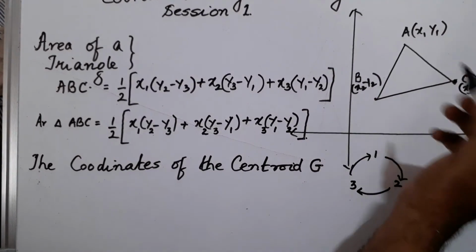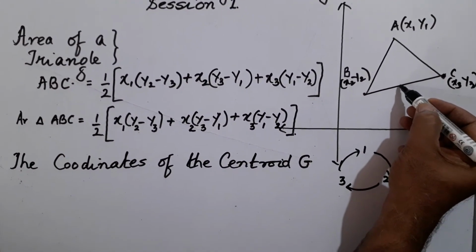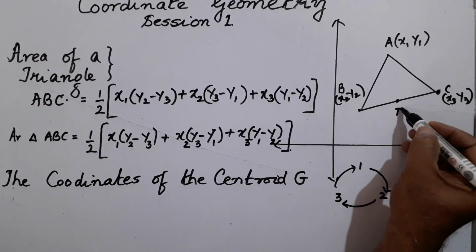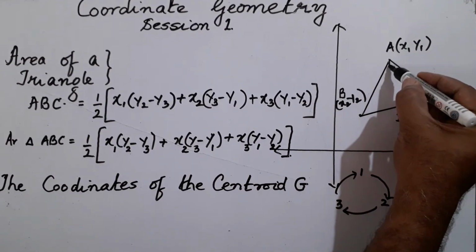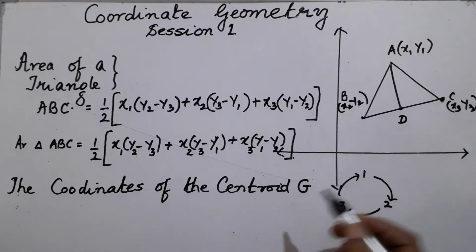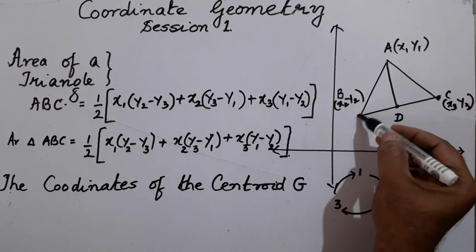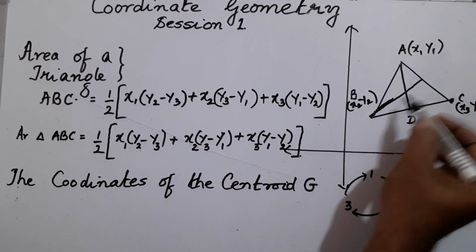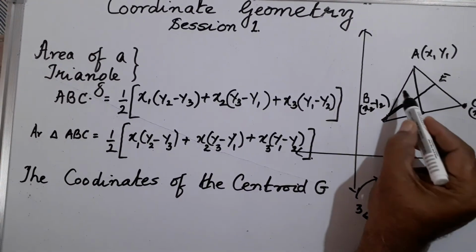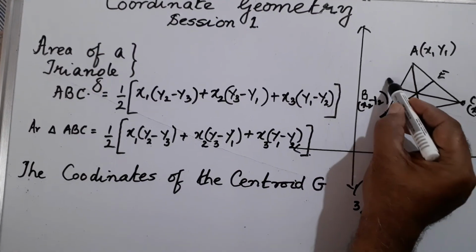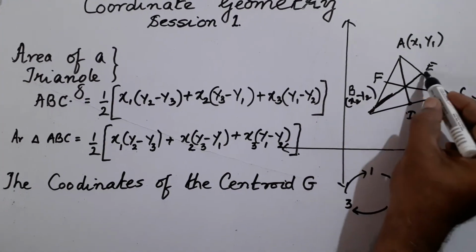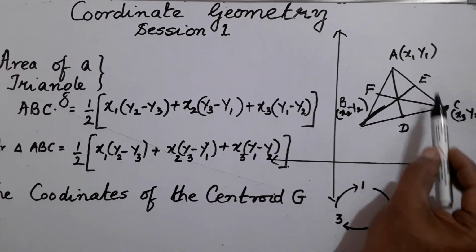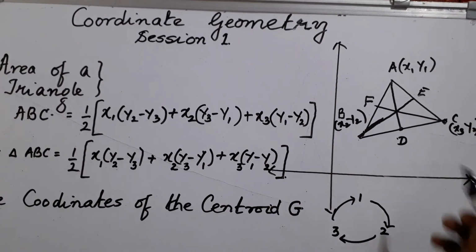So in this triangle ABC, I'll take BC as the side. The midpoint of BC, I'll name it as D. I'll join it with the opposite vertex. I'll get AD as one of the medians. I'll get BE as the second median, and I get CF as the third median. D, E and F are the midpoints of BC, AC and AB respectively.